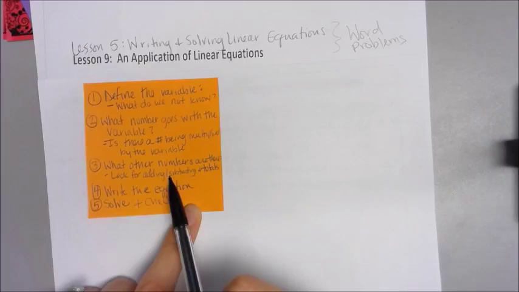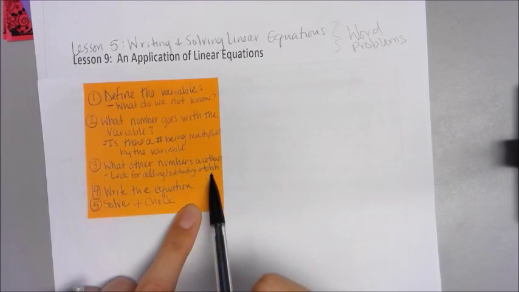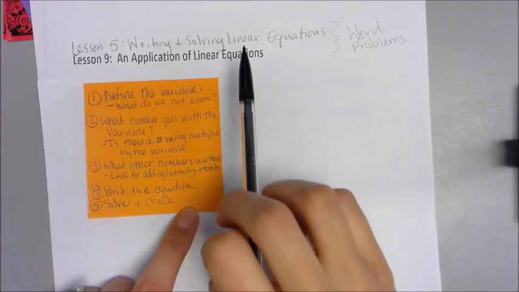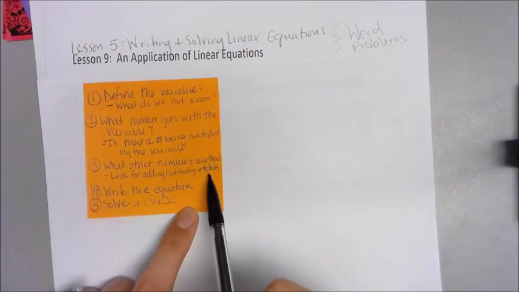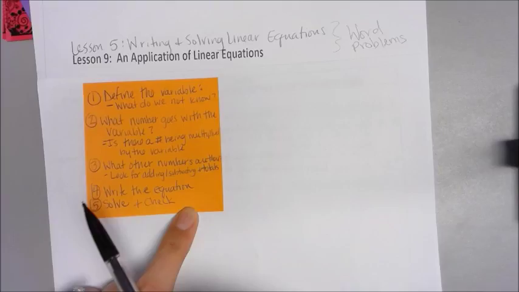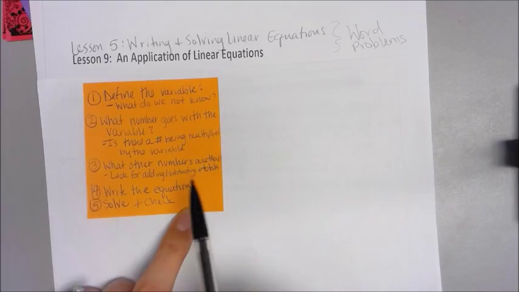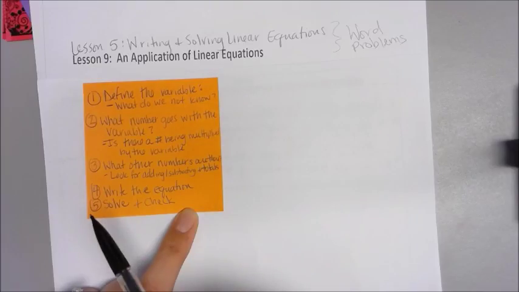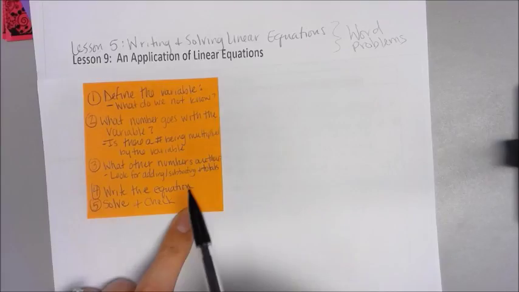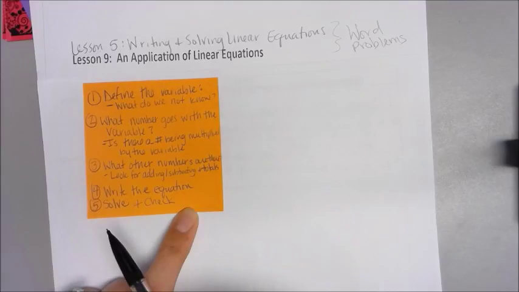Since it's an equation, we know that there's always going to be an equal sign, so we need to know what that total is. 4, make sure we've written the entire equation out. And then 5, we're going to solve it and of course come back and check it. So these are the 5 steps that I'm going to look for each time that I'm going through and solving a word problem. So you probably want to pause this and copy this down.